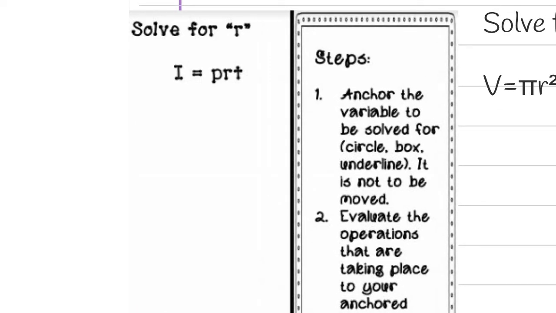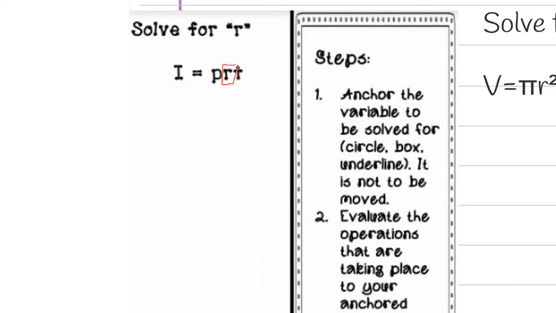So I'm going to go ahead and follow my step 1, which is to put a box or circle around what they're asking me to solve. In this case, they're asking me to solve for r, so put a box around that r. Now, step 2 says to evaluate the operations that are taking place to your anchored variable. So what does it mean whenever there are no operations like addition or subtraction or division in between numbers or letters? That means that it's being multiplied, right? When there's nothing in between them. So here, this is multiplication.